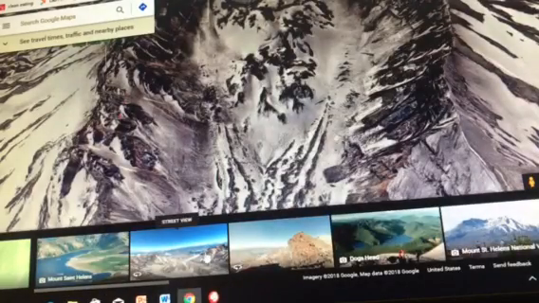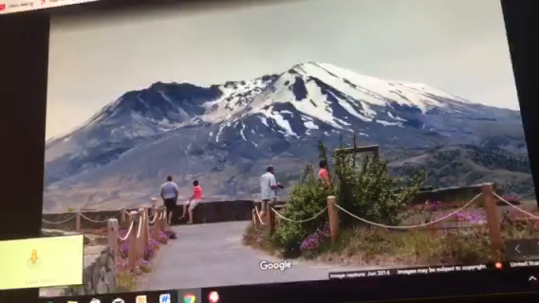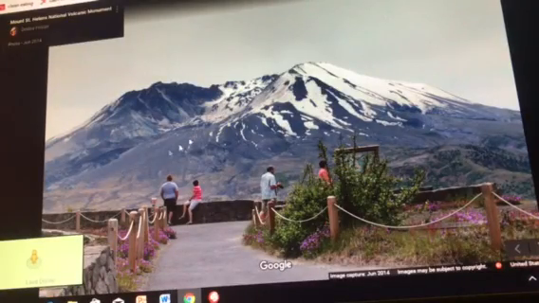Again, some cool pictures, hopefully. Do they have any? Yeah. Here's some really cool ones, right? Look at that. You can see where it blew out this whole side there, right?